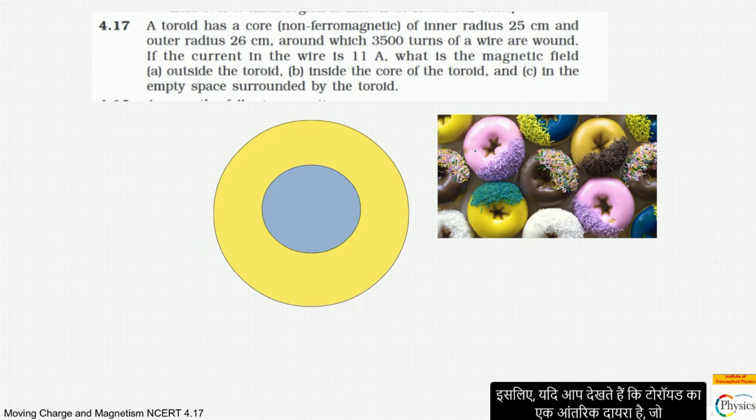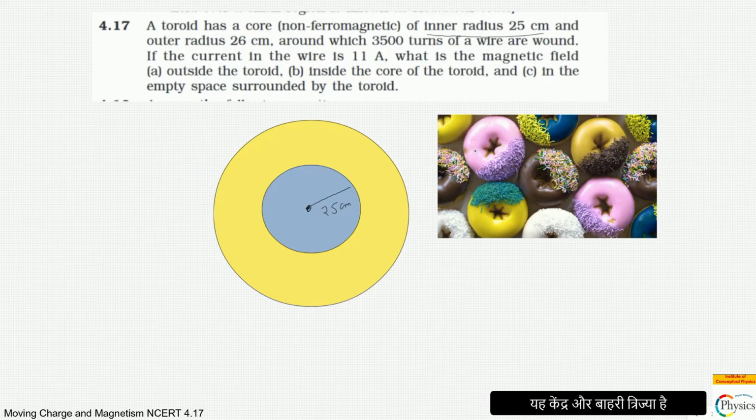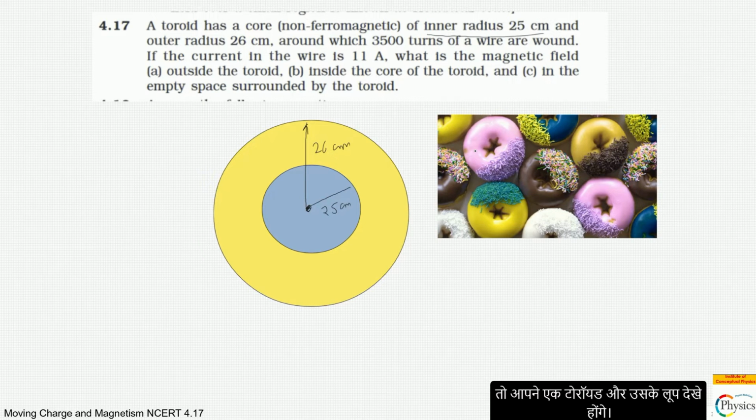If you see, there is an inner radius of the toroid, which is given to be 25 centimeter. This is the center. And the outer radius is 26 centimeter, which is this. Okay, 26 centimeter. So a toroid has 3,500 turns. You might have seen a toroid and the loops it has.